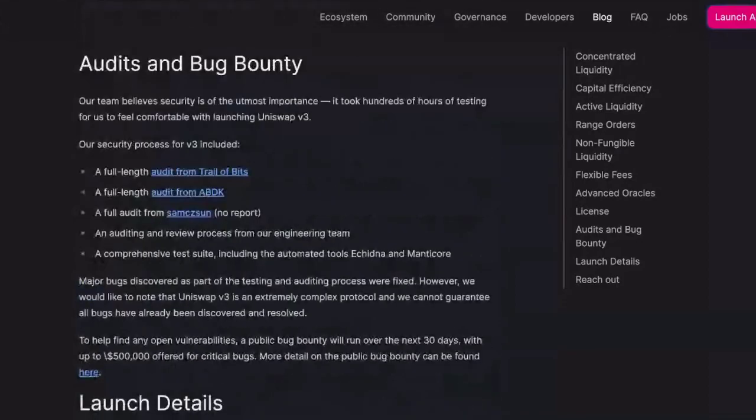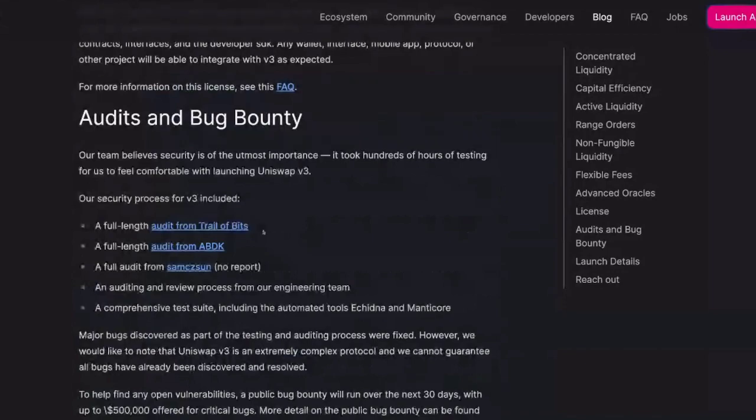And I noticed, at the time it was really cool, that they had a Trail of Bits audit and an ABDK audit. They had Samsung audited as well, but no reports, sadly. Yeah, it's really cool that Trail of Bits audited them. They're my favorite auditors. Yeah, they're great.